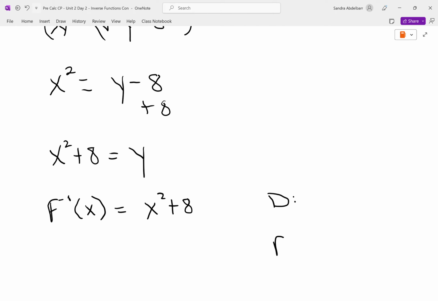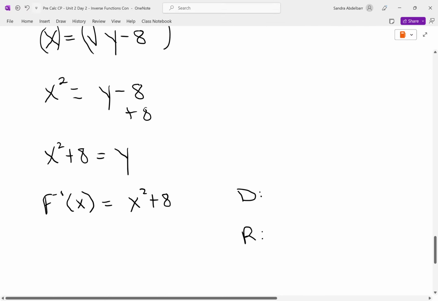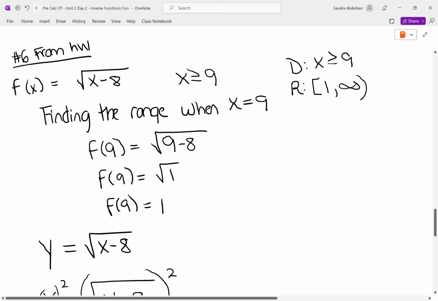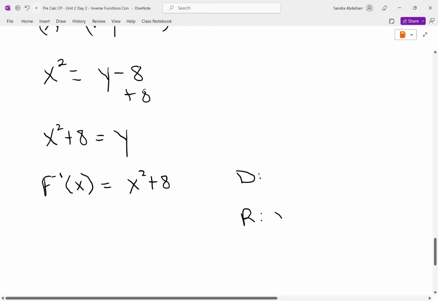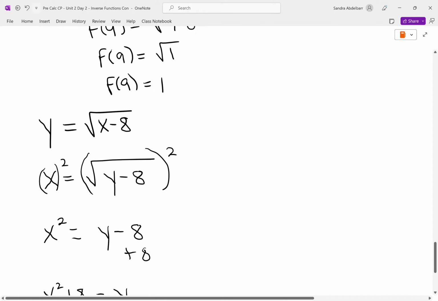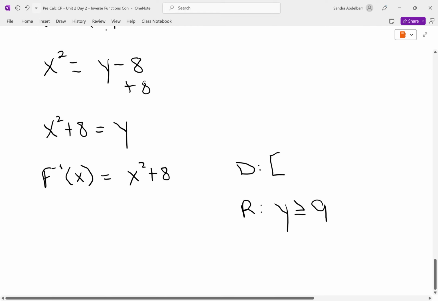I still need my domain and range. So remember, the domain of the original ends up becoming what? The range of the inverse. So now my range is going to be y is greater than or equal to 9. My domain is the range of the original, which is going to be 1 to infinity.